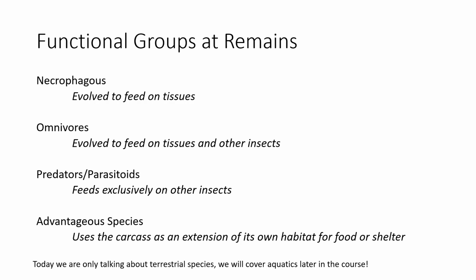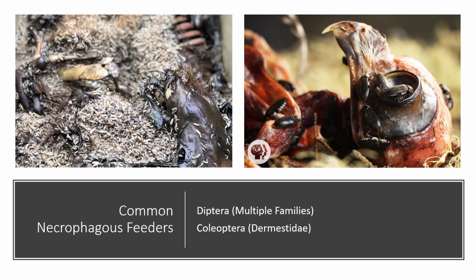I do want to specify that we're talking about terrestrial species. We'll talk about aquatic forensic entomology later in the course, but just for the purposes of this video, we're going to stick with terrestrial settings. Now again, our necrophagous feeders are going to be individuals consuming tissues directly.